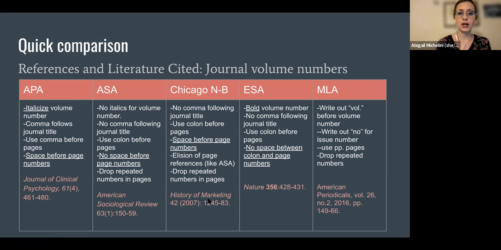Chicago Notes Bib, no comma following the journal title, use a colon before the pages, a space before the page numbers in this one, okay? And drop repeated numbers in the pages, just like ASA. ESA, you're going to bold the volume number instead of italicize or leave it alone. No comma following journal title, colon before the pages, and no space. You notice these are all like mixes of each other. One has this, one has this, one has that. MLA, you're going to write out the volume number and the no. for number and use pp. for pages, but drop repeated page numbers. Whereas like ESA, you don't drop that 431, you have the whole number for both.